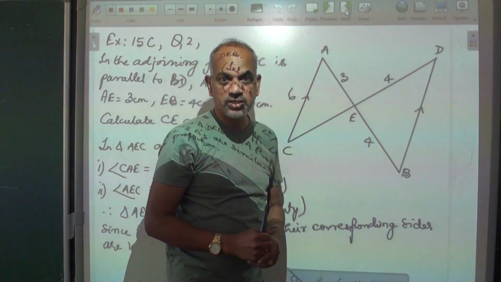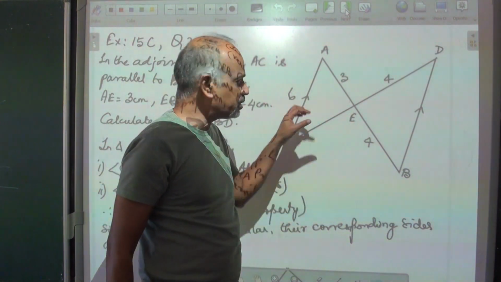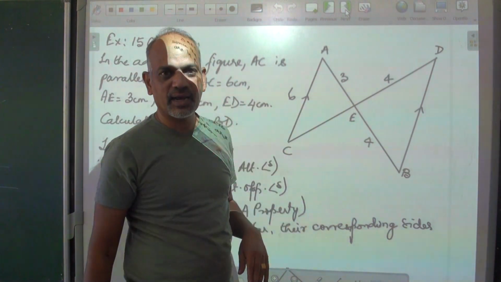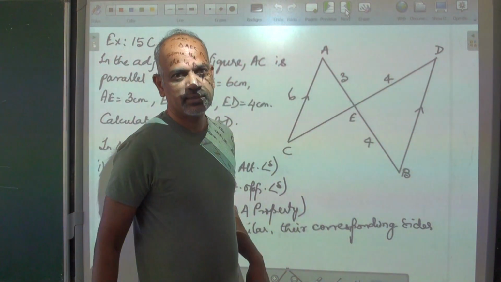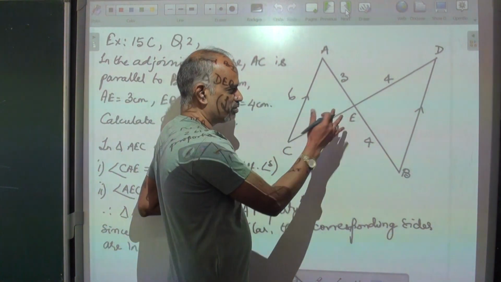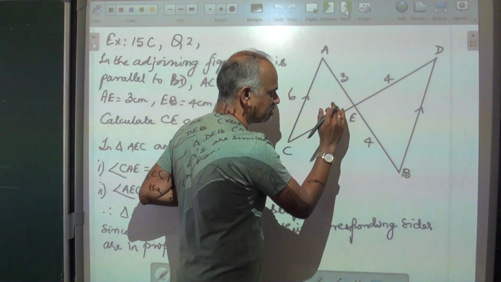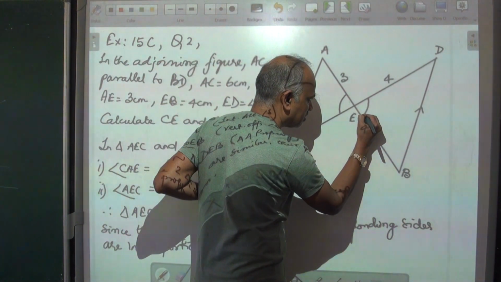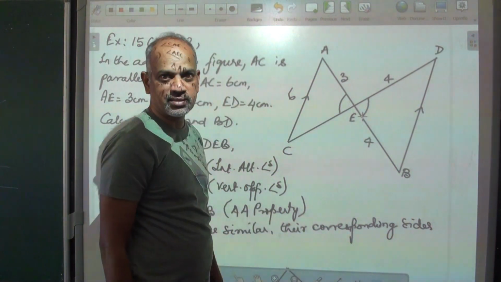The first thing you have to do is prove that these two triangles are similar. To prove that two triangles are similar, you have to prove that two corresponding angles are equal. Now you have to mark which angles are equal. The most common angle which will be equal is this one. They are called vertically opposite angles. So that's the first angle which is equal in both triangles. This angle and this angle are equal.